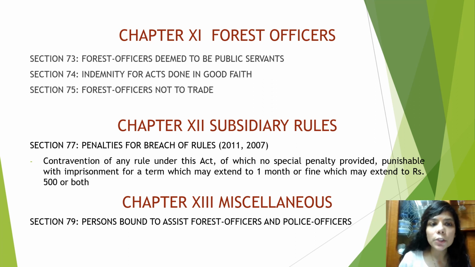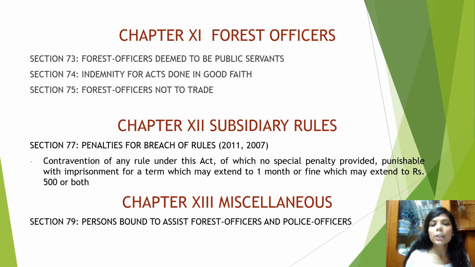Chapter 11, forest officers. See, these section numbers are important. Section 73, forest officers are deemed public servants. Section 74, indemnity must be made for any act which is done in good faith for which a person has been punished. And section 75, forest officers not to trade. So basically they are meant for protecting the forest produce. They should not earn any personal profits from the forest produce or the reserve forest for protection of which they are appointed.